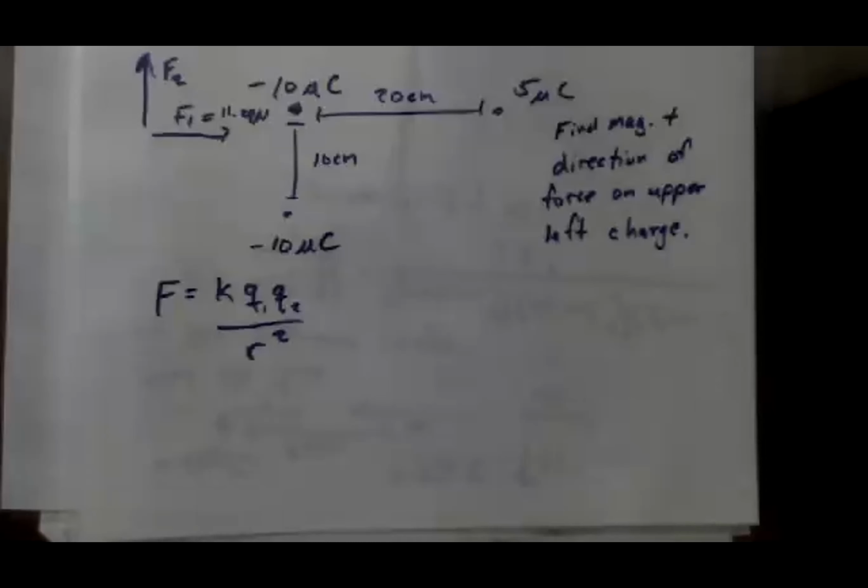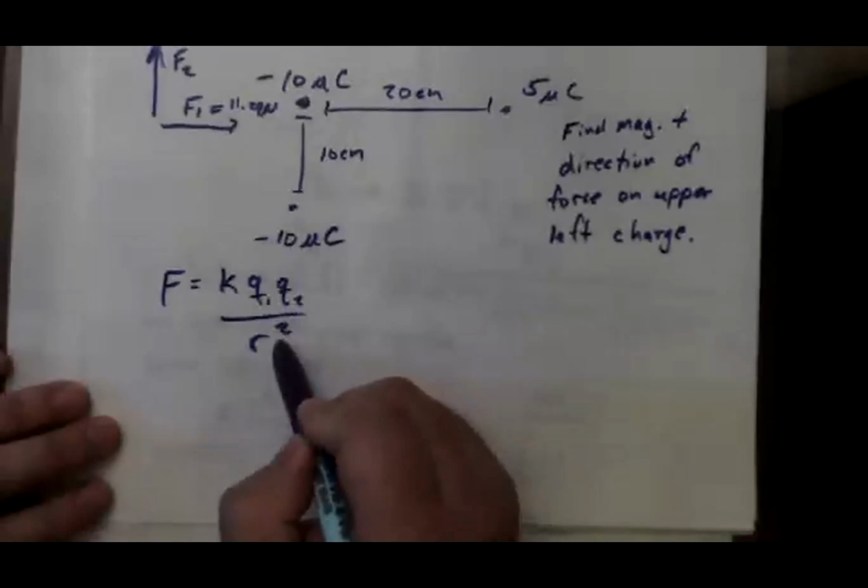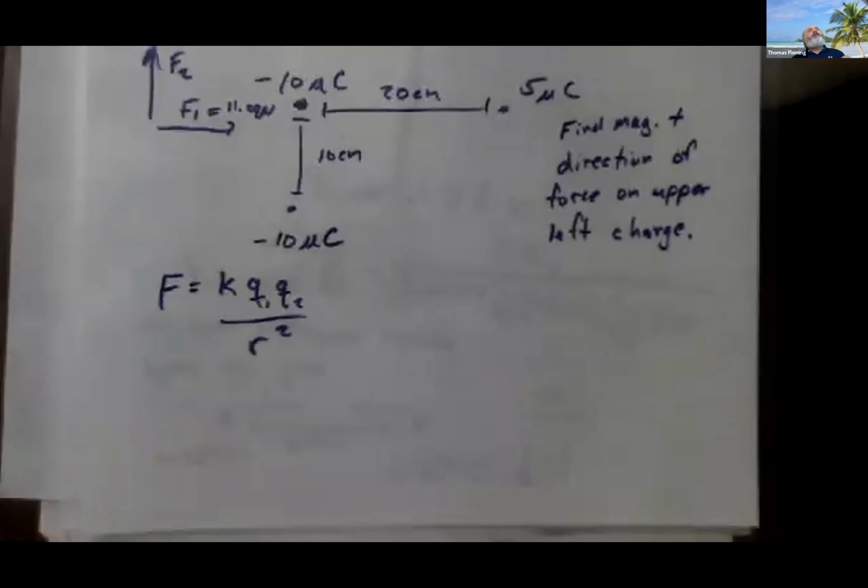Yeah. Except the R is squared. So when I cut the distance in half, my denominator is not going to be half as big as it used to be, because that would double my force. It's going to be 4 times smaller. It's going to quadruple my force. Does that make sense?